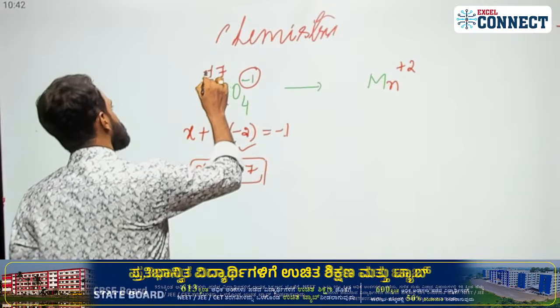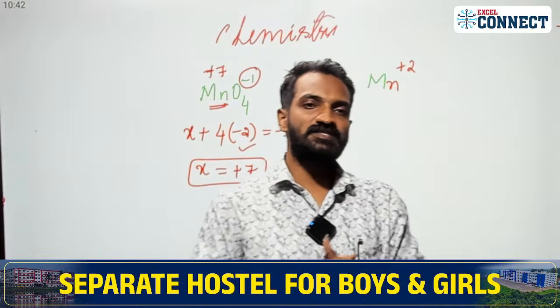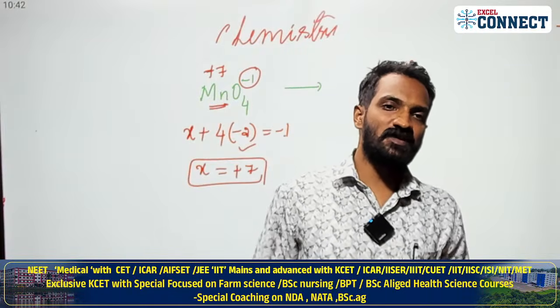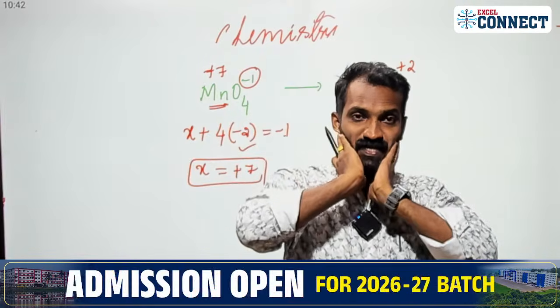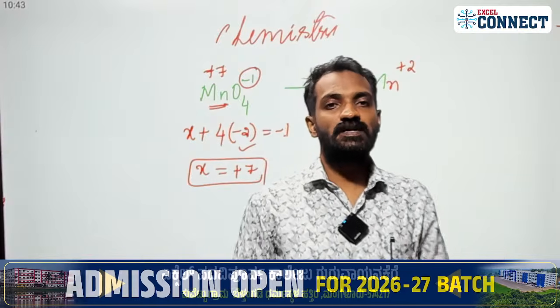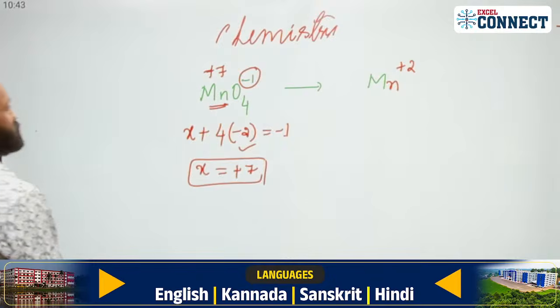+7 oxidation state. And for Mn here, no need to find because they themselves have already given it, it is +2. Very good, very good. Fadil, Chirant, Arshita Gowda, correct. Neeta, correct. So this is +7.